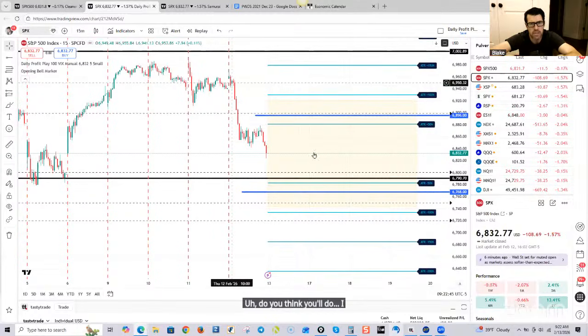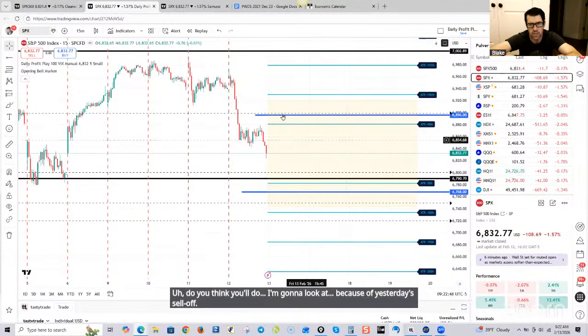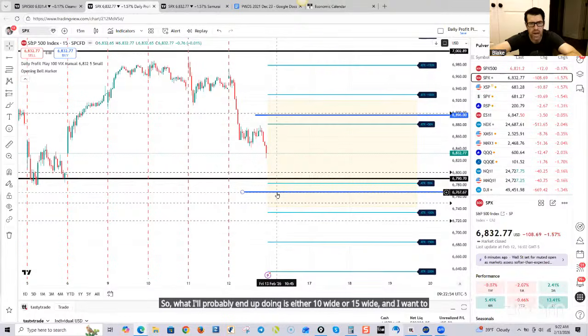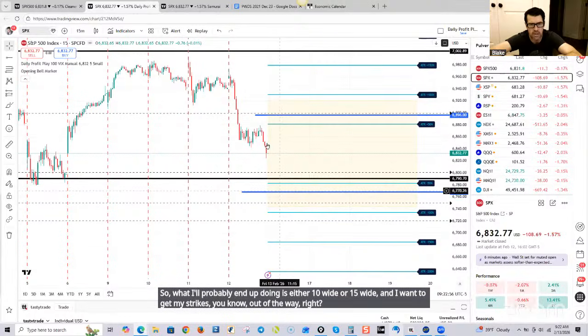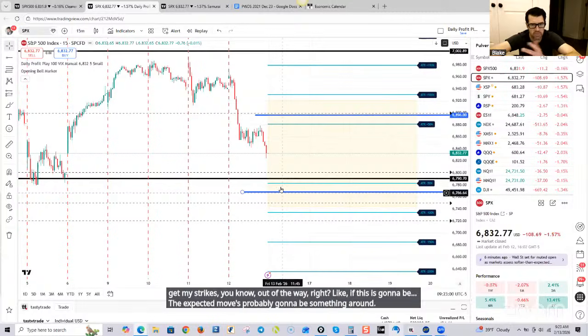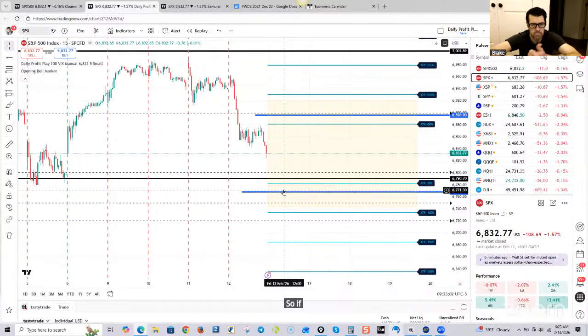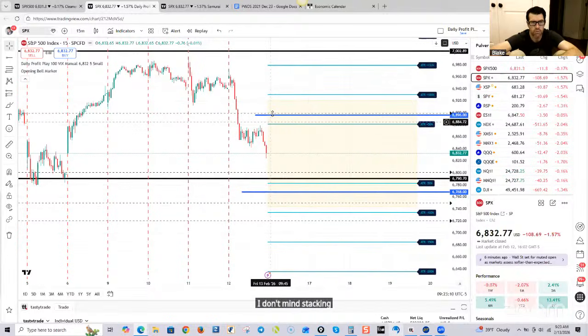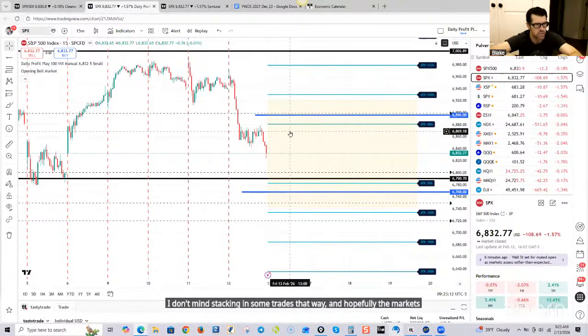Because of yesterday's sell-off, I'm going to look at an iron condor today. What I'll probably end up doing is either 10 wide or 15 wide. And I want to get my strikes out of the way, right? The expected move's probably going to be something around a 20 delta, 25 delta. So if I start at 17 or 15 or 12 or 10 and just put in the credits that I want, I don't mind stacking in some trades that way. And hopefully the markets will maintain some efficiency.